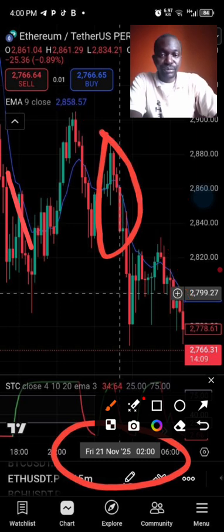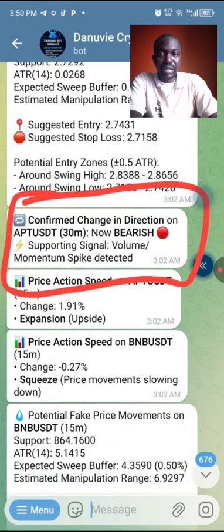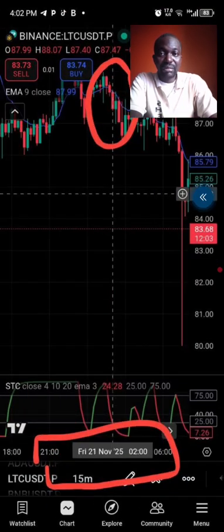So a stronger US dollar will always lead to a fall in prices of cryptocurrency. So I think this is self-explanatory. Let's go to the next one, which is Litecoin. Okay, this is Litecoin. Let me bring my camera down.